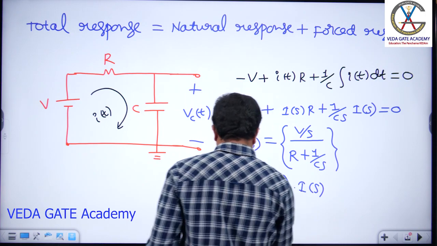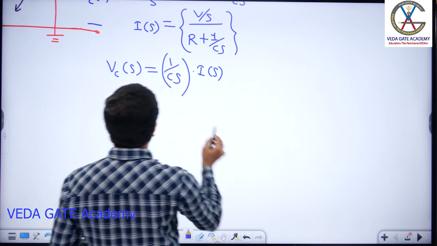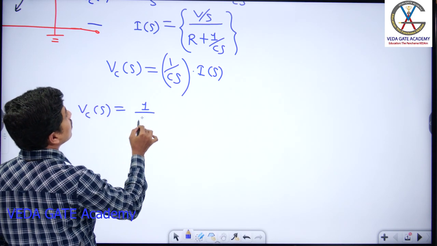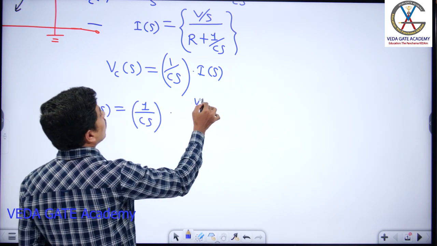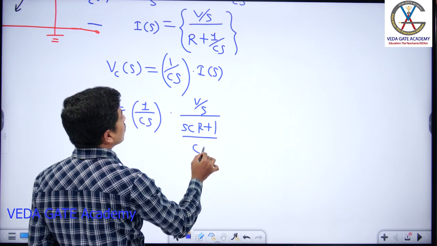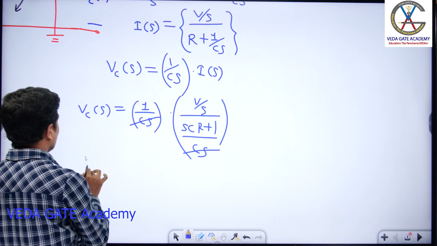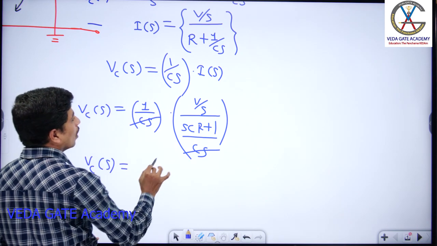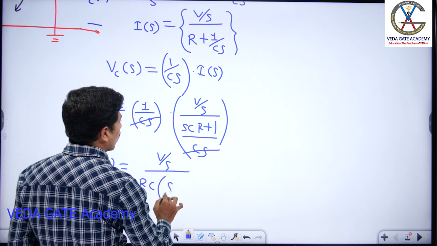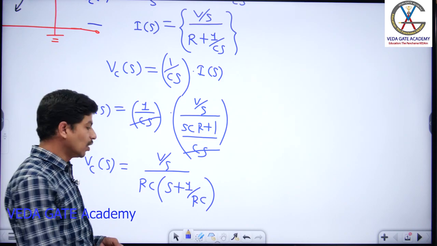Now let me simplify it carefully. Vc of S is equal to 1 by Cs into V by S divided by (R plus 1 by Cs), which is V by S divided by (SCR plus 1). The Cs cancels. Vc of S is equal to V by S, and taking RC common, we have S plus 1 by RC in the denominator.